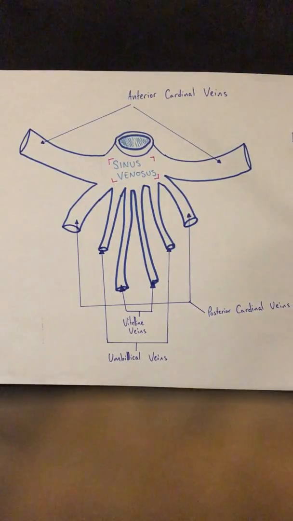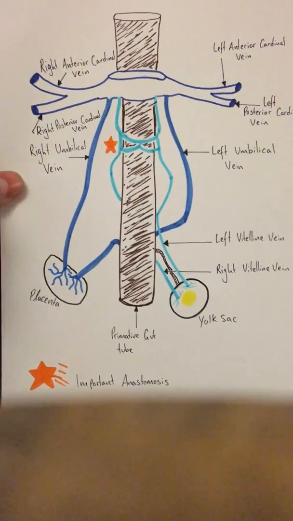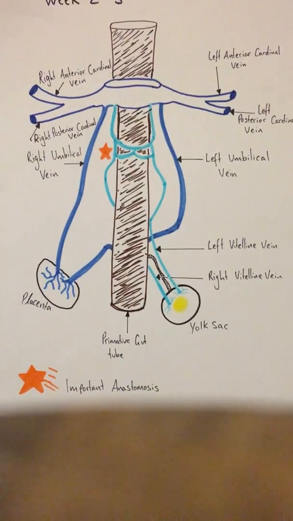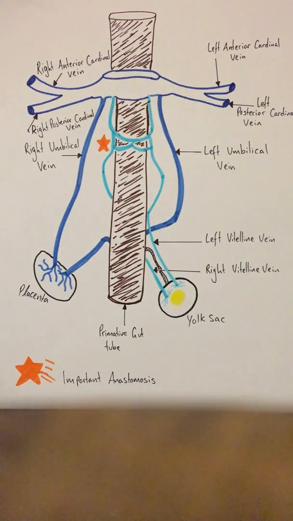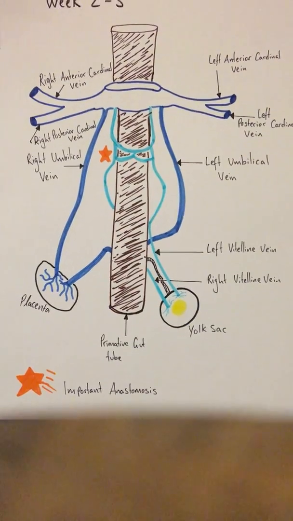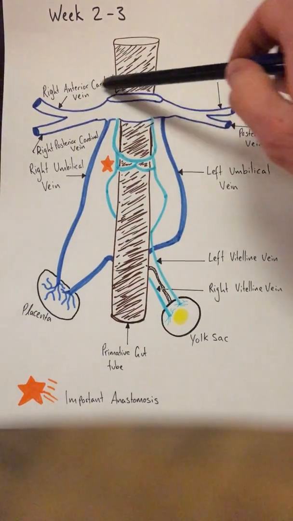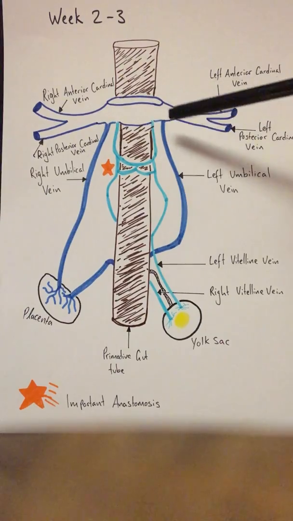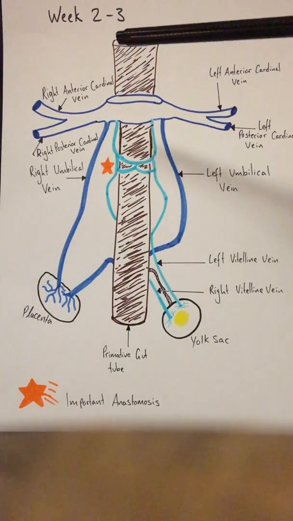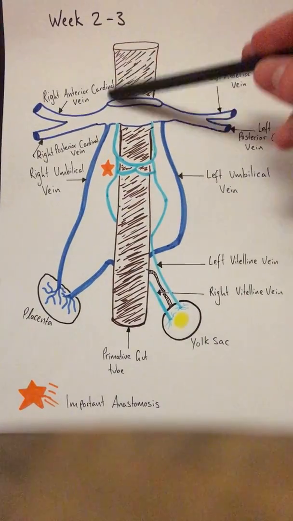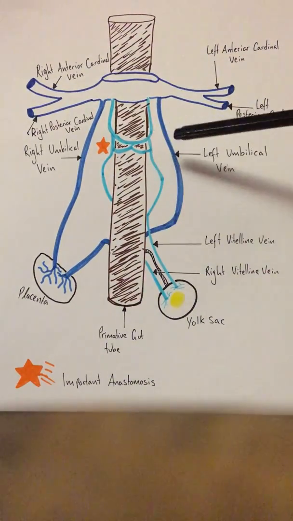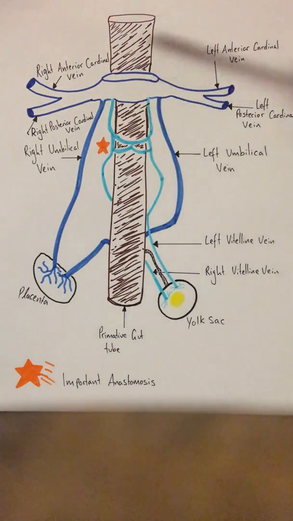So we move on from this to week 2 to 3 now, and at this stage we see a bit of a different outlook here. So we've also still got the familiar pictures we had before, but just in a different context. So we've got the gut tube here, which is more central. At this stage it is almost a straight tube, so it's quite easy to envisage.